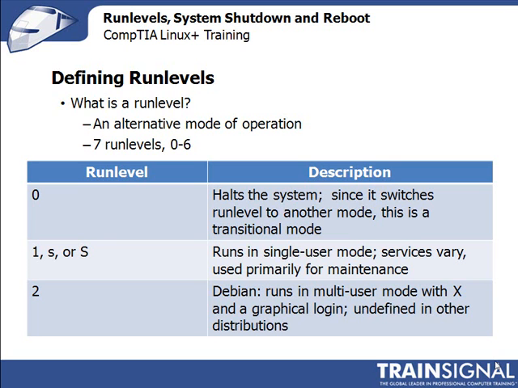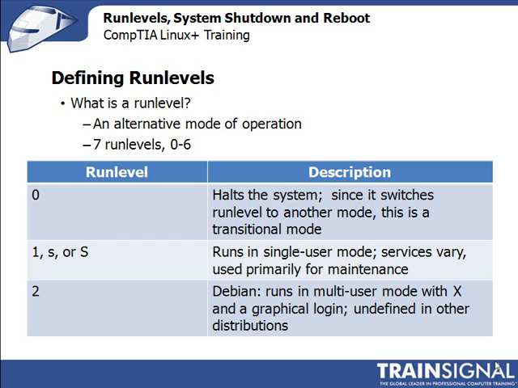It has 7 run levels, numbered 0 through 6, and the table below highlights the uses of each run level. The first is 0. As this switches the run level to another mode, it's referred to as transitional. Run level 0 powers down the system. 1, which you might also see as a lowercase or uppercase s, tells Linux to run in single user mode, which is typically used for system maintenance tasks.